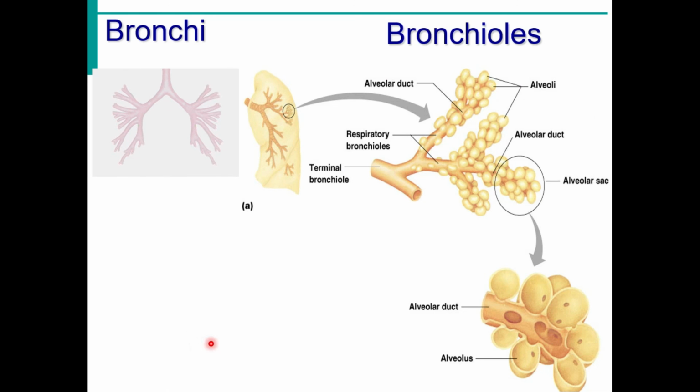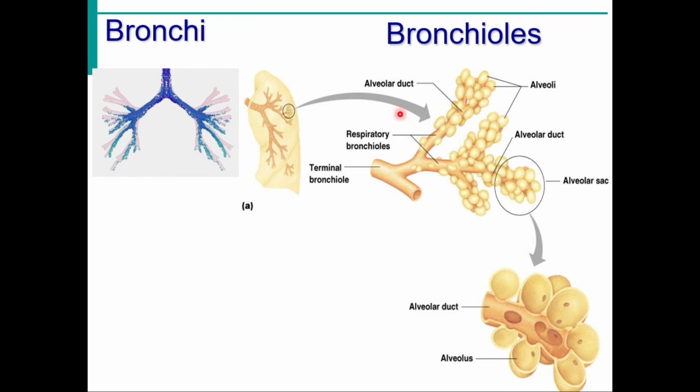As they reach the lung, the main bronchi branch out into increasingly smaller intrapulmonary bronchi. The left main bronchus divides into two secondary lobular bronchi, while the right main bronchus divides into three secondary lobular bronchi that supply the lobes of the left and right lung respectively. Each of the lobular bronchi further divides into tertiary segmental bronchi that aerate the bronchopulmonary segments.